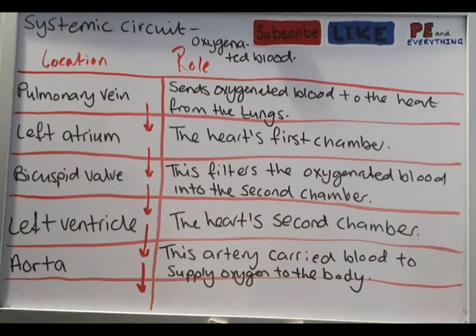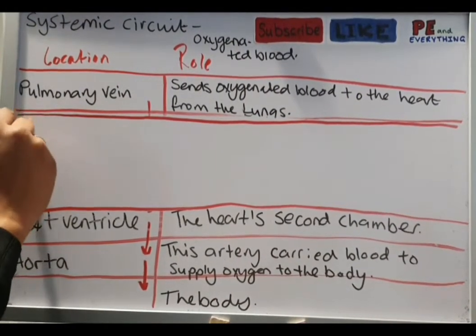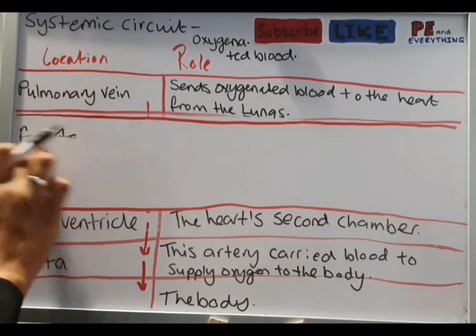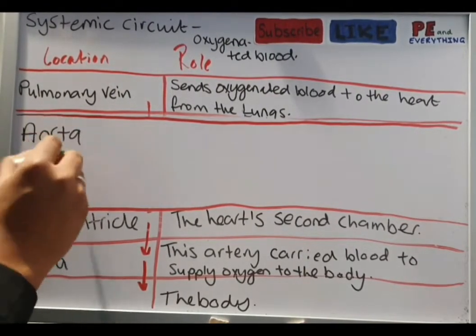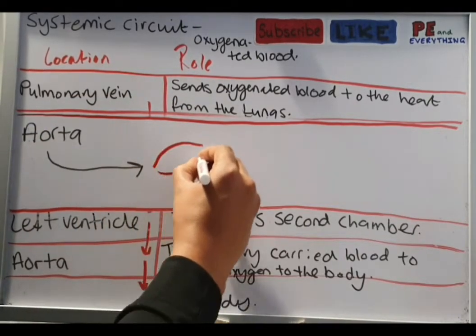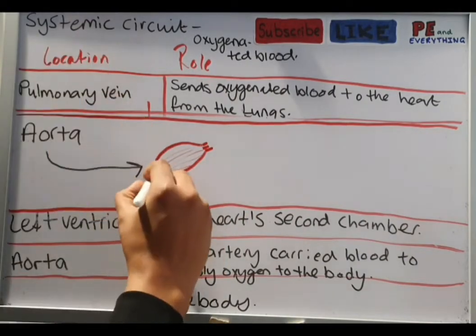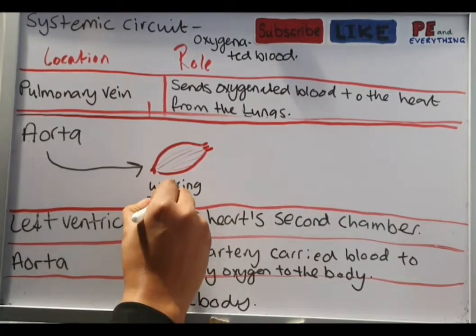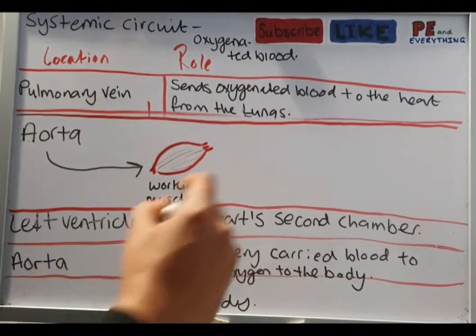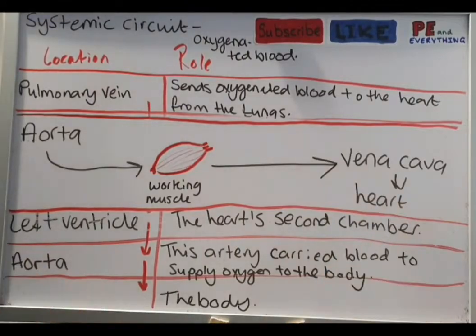Okay, so it goes on then to the body. So we break down this body situation in a bit more detail. So here we have our aorta. And then here we have our bicep. So if we're doing bicep curls, this would be our working muscle. And then it goes on to the heart via the Vena Cava, as we know.